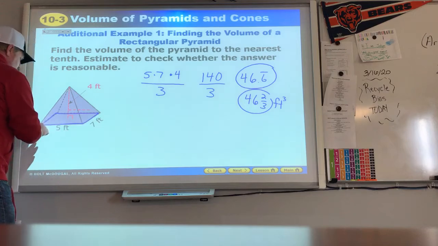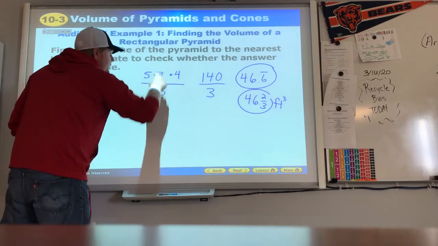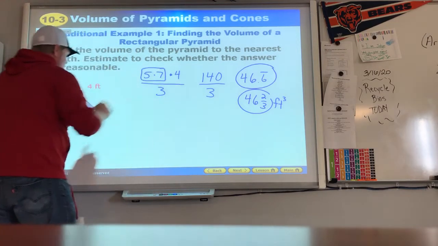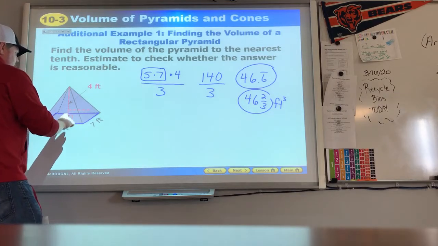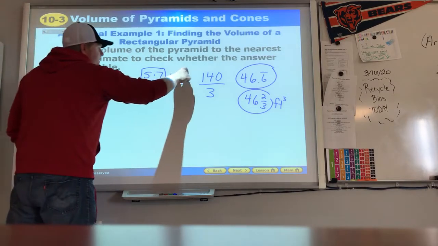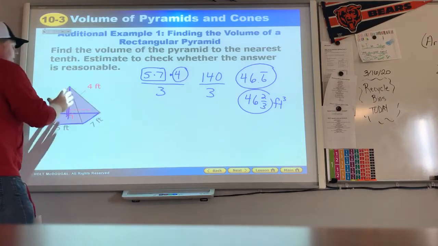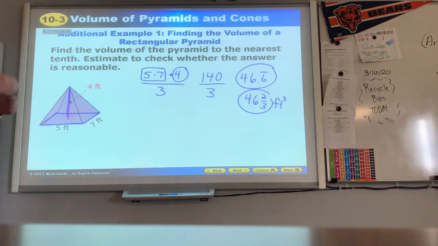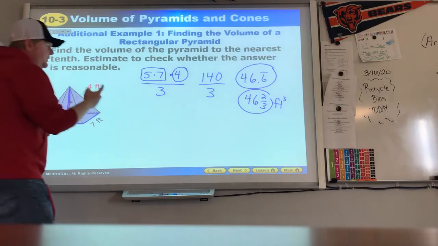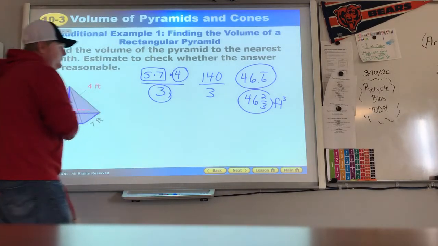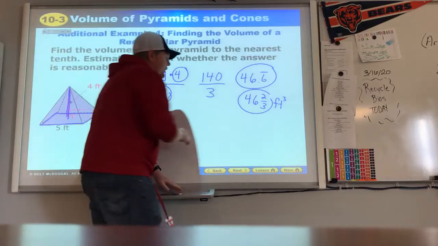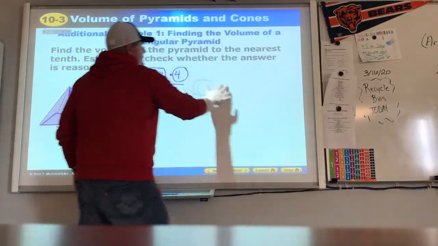So the area of the base, that's this right here, times the height, that's this right here. Then, since a pyramid is 1/3 the size of a prism that would be the same shape, we divide by the 3. Let's see how they write it out so you can see their example.